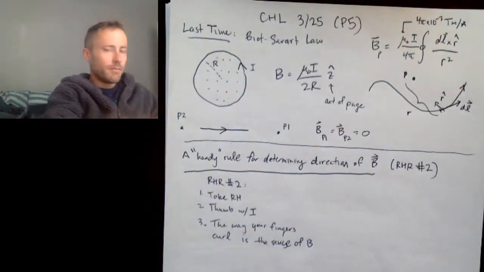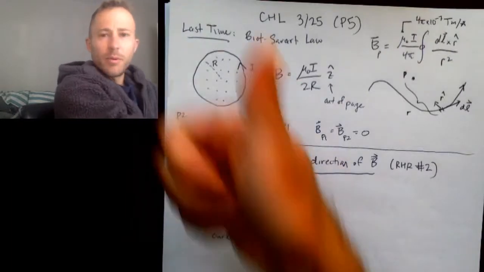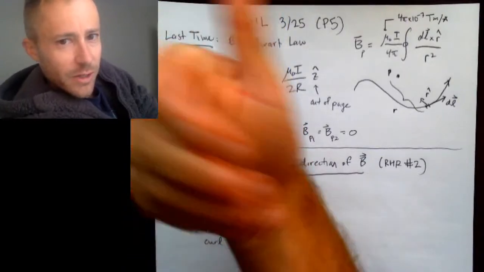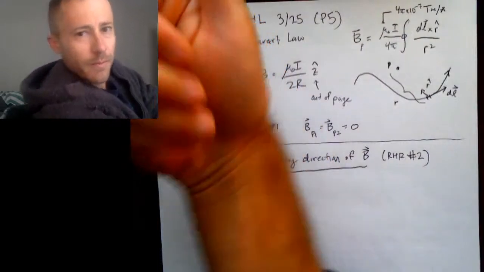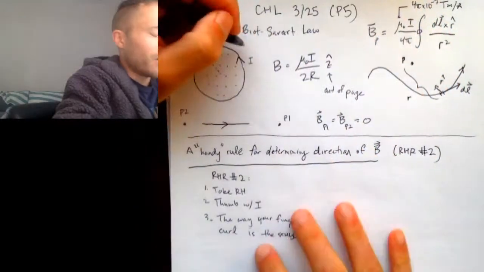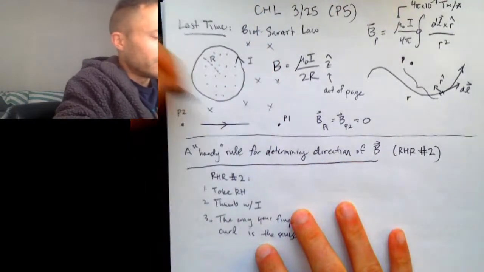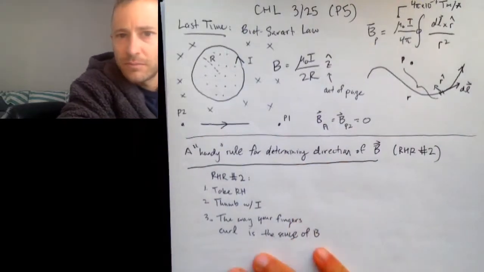And similarly, outside the loop, if I put my thumb in the direction of the current, you can see that my fingers are still circulating, and if I go to the other side of the wire, my fingers are curling down into the page. So outside of the loop, the magnetic field points down into the page.